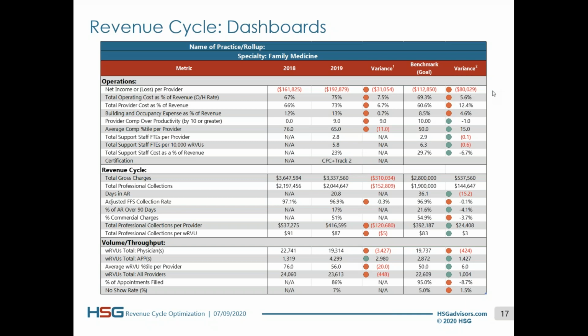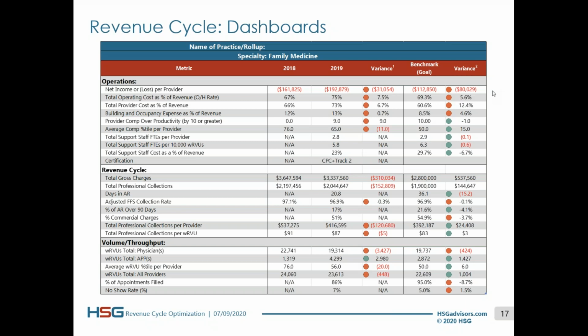And some of those data points Neil already went through. This is just a matter of putting it all on one system and saying, okay, what's the variance from last year? What's our goal? And what are we doing right or wrong to get there? Neil, you may want to touch briefly on some of the operations and throughput.